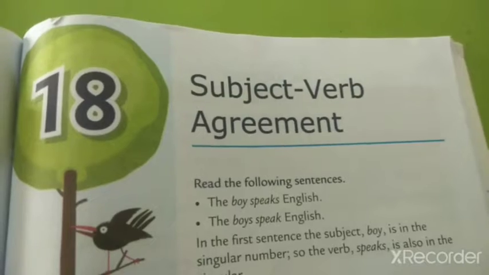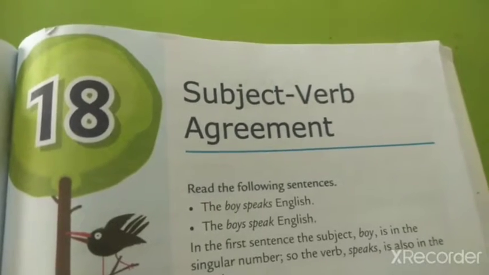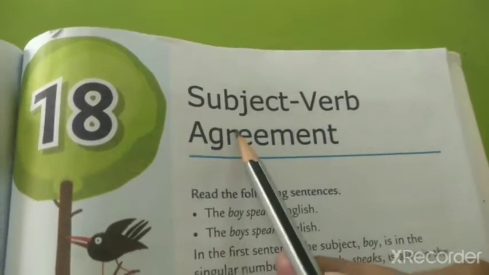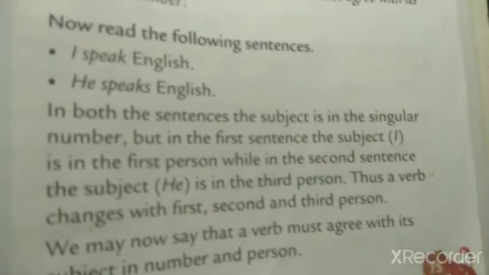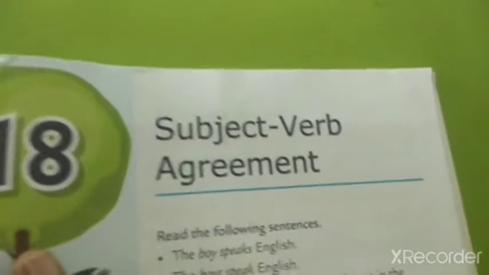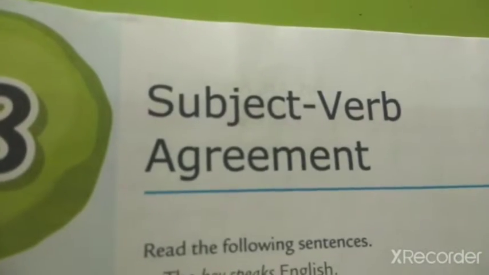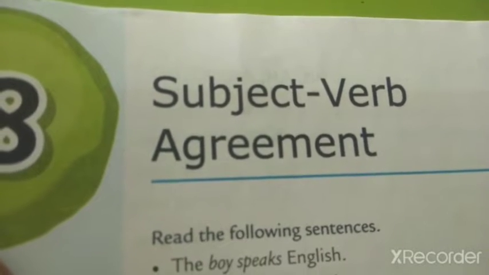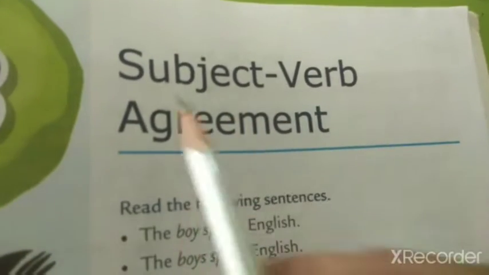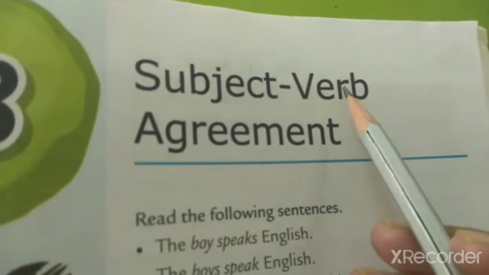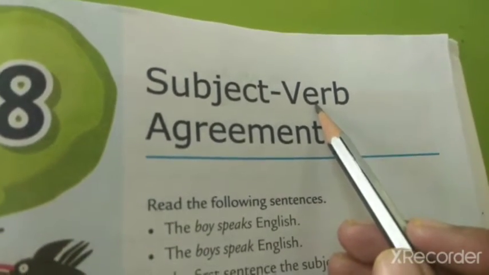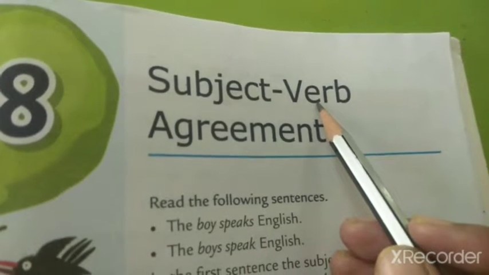Today we are going to start with a new topic, that is subject verb agreement, which is there in the textbook on page number 75. Children, in our previous lessons we have already studied about subject as well as verb. Yes, so let's recall it once again.